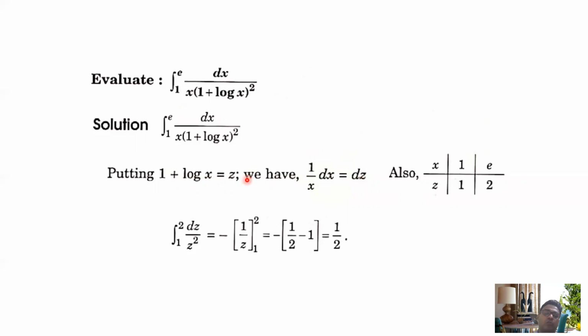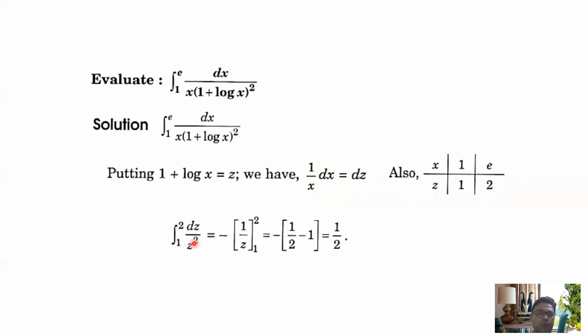When you transform any variable in terms of another variable, you have to jot down this table, x and z. When x equals 1, log 1 is equal to 0, so z equals 1. Correct. When x equals e, log e is equal to how much? 1. So ultimately z equals 2.